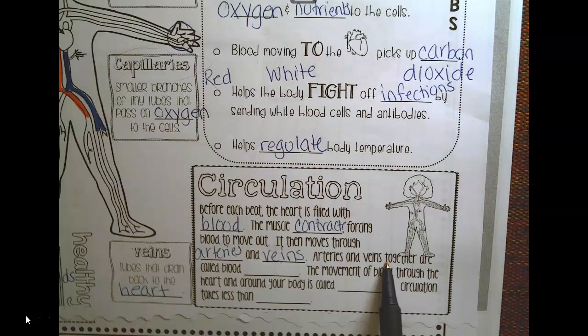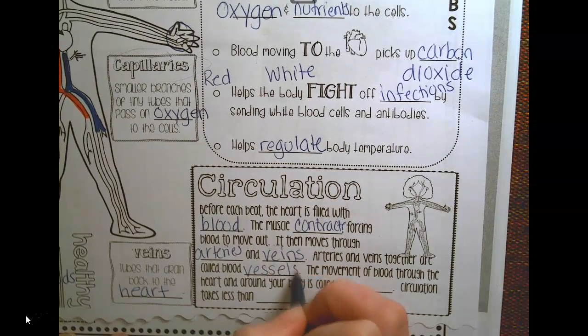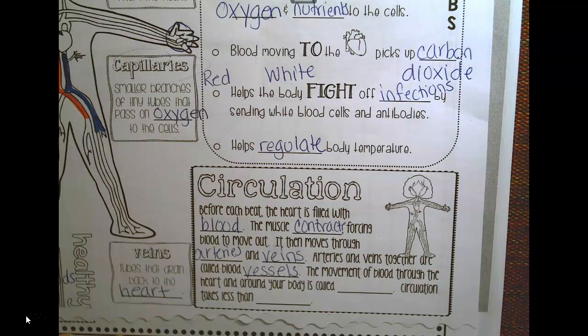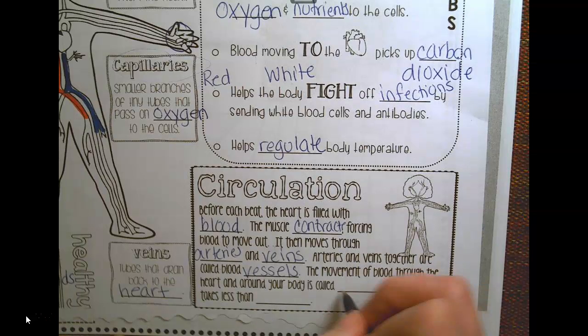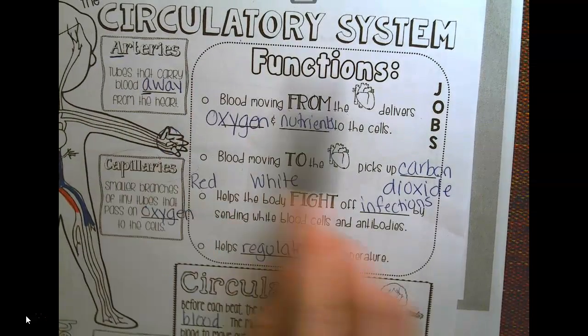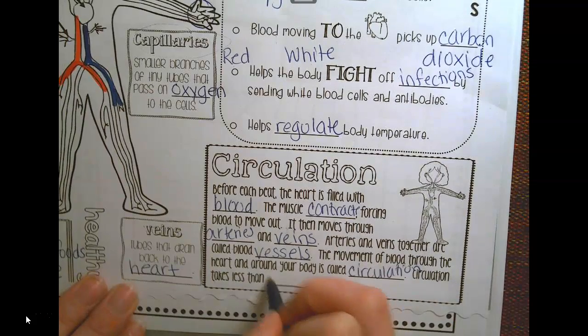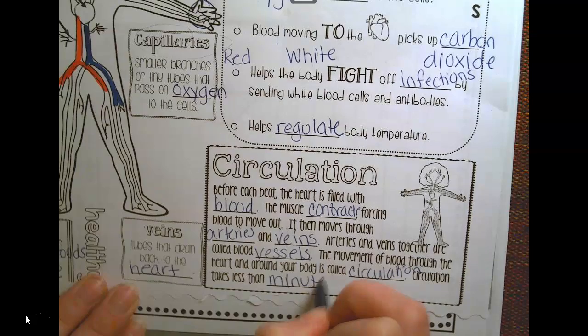Arteries and veins together are called blood vessels. The movement of blood through the heart and around your body is called circulation. Hence why this is called the circulatory system. Circulation takes less than a minute. Now Google tells me it takes 30 seconds.